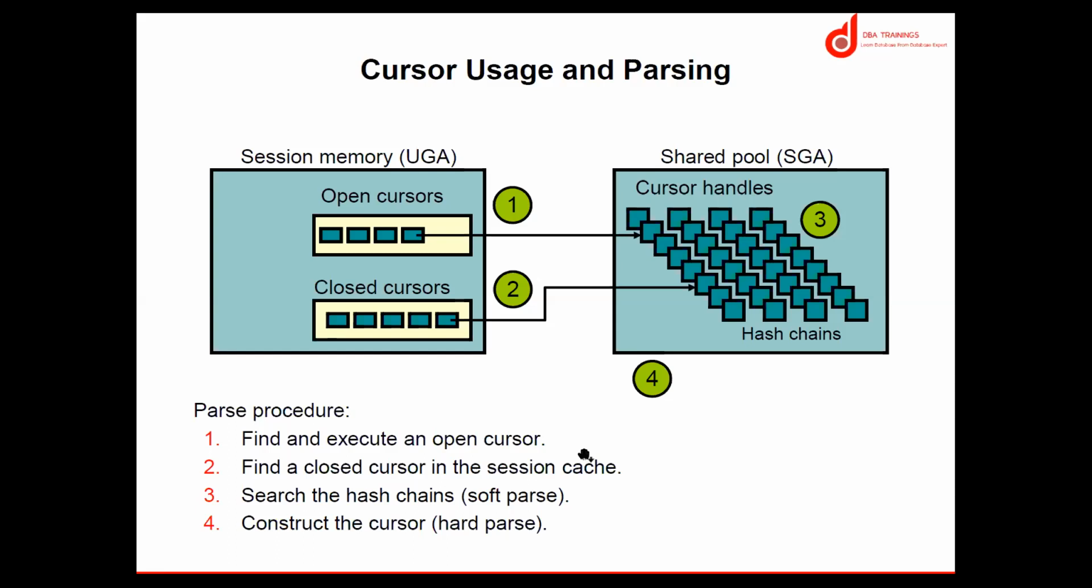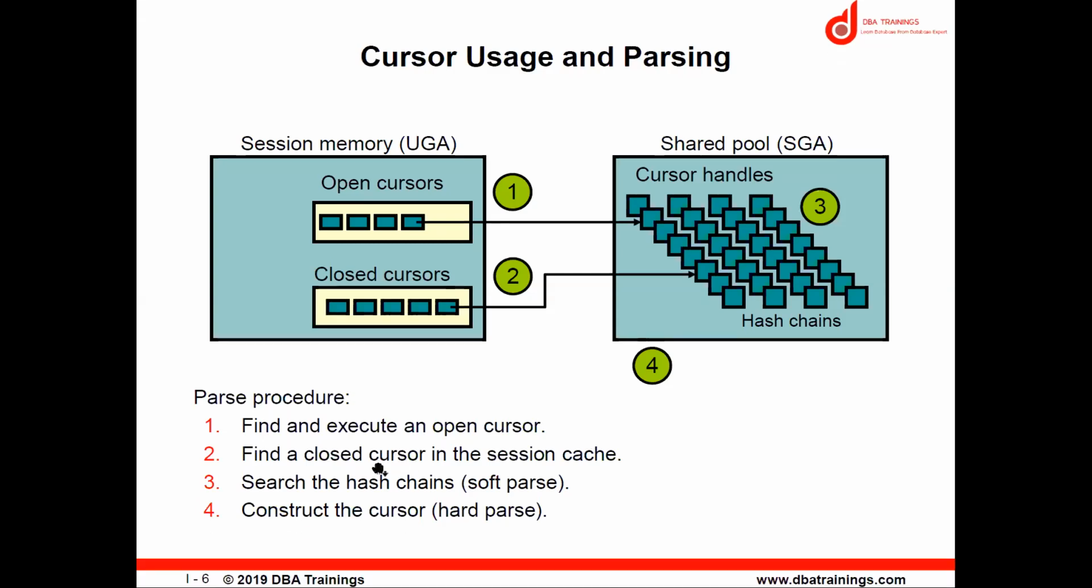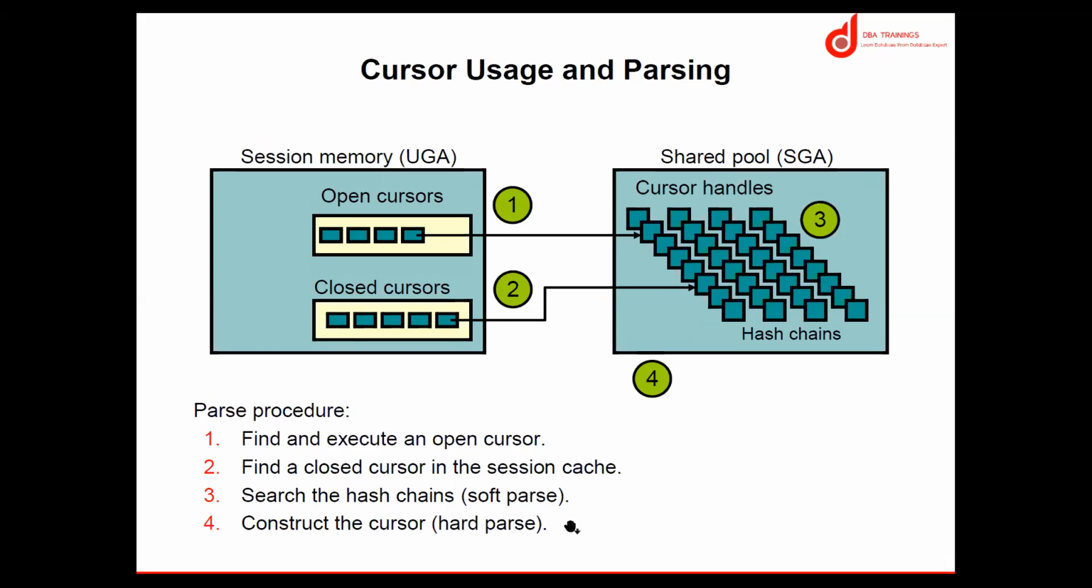If you remember, there is a parameter session_cached_cursors, which is used, and by default its value is 50. Got it? Whenever you open a cursor, it will be available for a while, and after that it will be lost. At that time you have to find a closed cursor in the session cache, search the hash cache, and then construct the cursor over the hard parse. So you need to search the cursors, open the cursors, and then execute it.